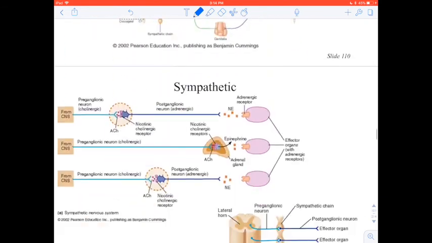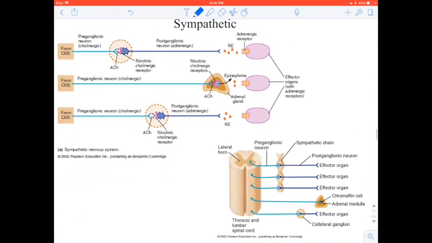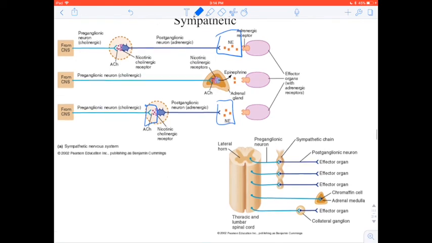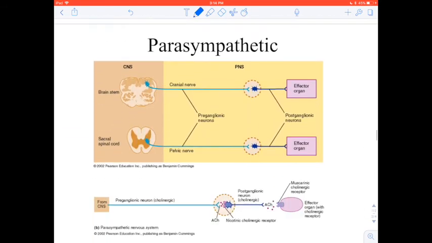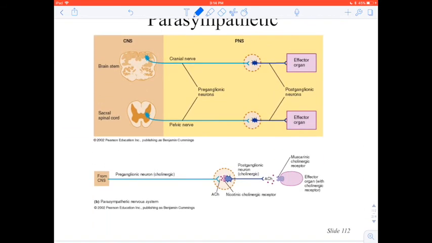Now let's get into, and this is kind of repeating the same story, we can see we have norepinephrine, still acetylcholine, just kind of gives us an idea. And then we have our sympathetic chain here too. All right, parasympathetic, same idea. Brainstem, sacral, acetylcholine, all the way across.